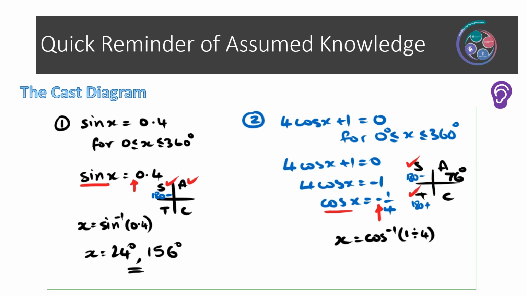Okay, I've written it in the A box, so it's not part of our answers because it's not got a tick there. Our answers come by doing 180 minus the 76, which is 104, and 180 plus the 76, which is 256. So that should be a quick reminder of how to solve these equations from National 5.